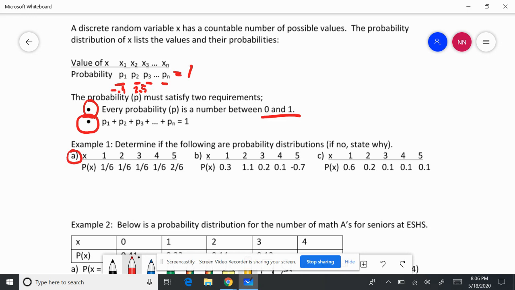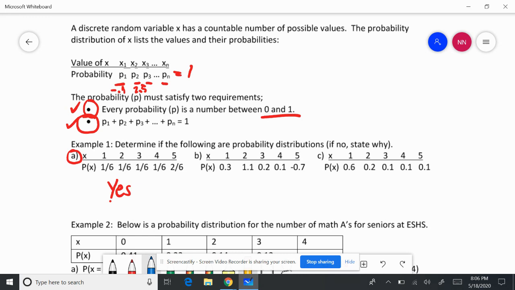So we have our two rules. One, are all the probabilities in between 0 and 1? And we see that that would be yes. Second rule, do they all add up to 1? 1/6 plus another is 2/6, 3/6, 4/6, 6/6, which adds up to 1. So our answer is yes.